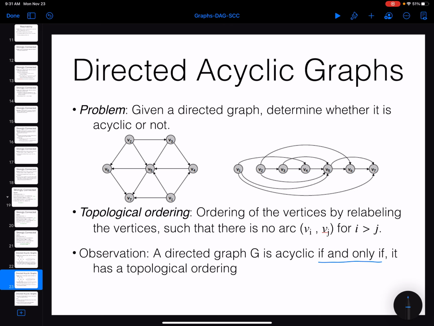This observation basically helps me to find an algorithm that solves both of them. If I wanted to check whether the graph is acyclic or not, I can just write down an algorithm to find the topological ordering over the graph. If the algorithm can find the topological ordering, not only does it find the topological ordering, but it also tells me that the graph is acyclic.